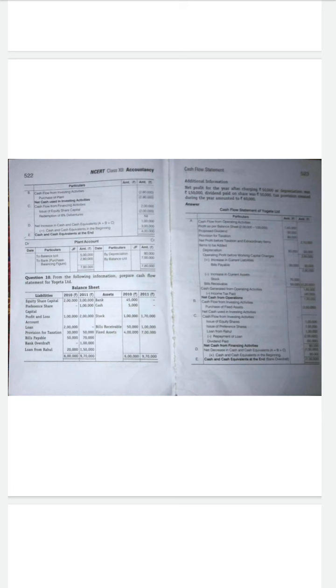So in that case, no need to put the bracket because the amount is coming inside. So the amount will be increased in the investing activity. But here there is a purchase of fixed asset and the 3,50,000 is going outside, so only they are putting the bracket. It indicates the amount of 3,50,000 is going outside from the business concern on the basis of the purchase of fixed asset. Understood?